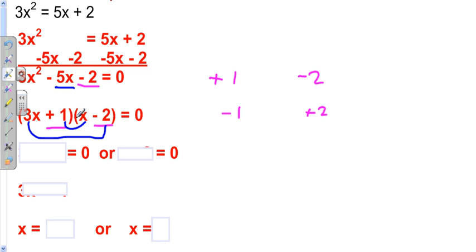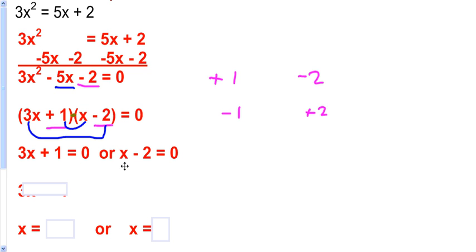You'll notice we have two parentheses multiplied together, two things multiplied together to give you 0. Either the first parenthesis is 0, or the second parenthesis is 0. So we get x to be, when we solve the second one, 2. Solve the first one, you have to go ahead and subtract 1, divide by 3. These are the two solutions that make your original statement true.